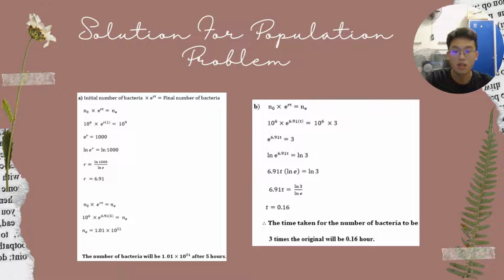e to the power of r is equal to 1000. Then we add ln to both of the sides. So r is equal to ln 1000 over ln e. Therefore, the rate r is equal to 6.91.